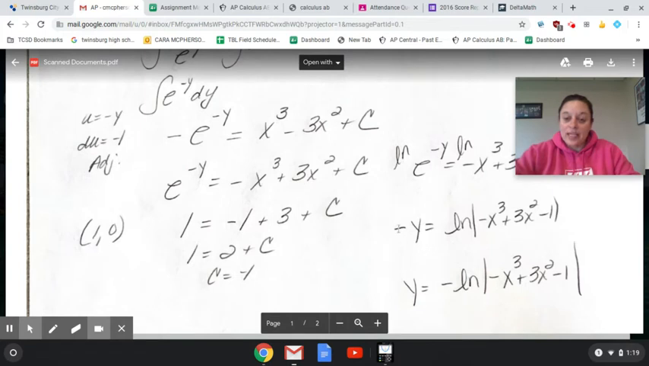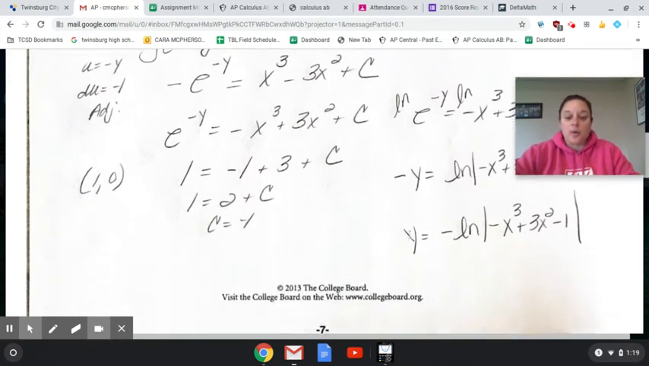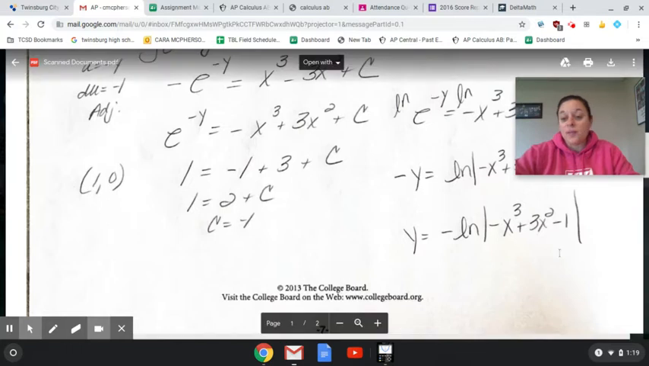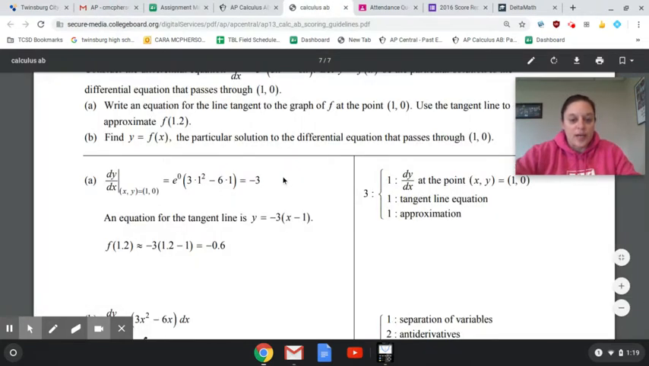I still have a negative in front of the y. When I take the natural log and the e, they cancel. So I'm going to divide or multiply both sides by a negative. And this is my final answer, really similar to what they did. So I'll show you the scoring and their breakdown.